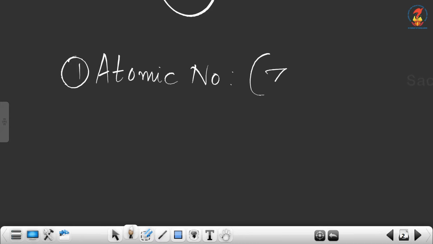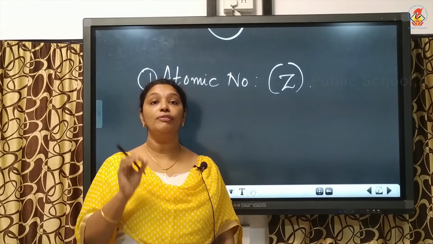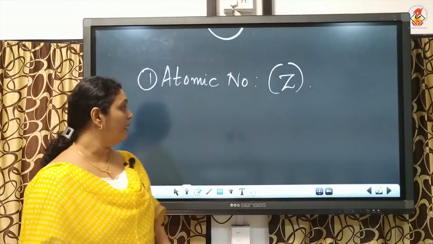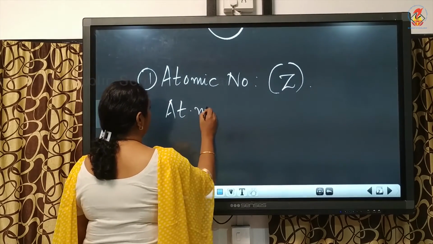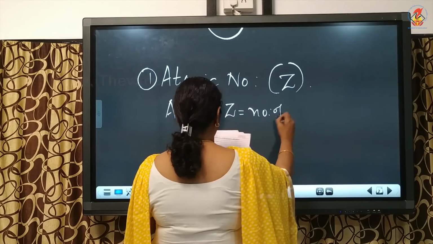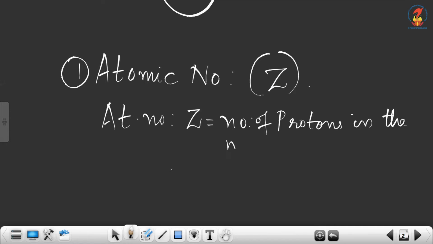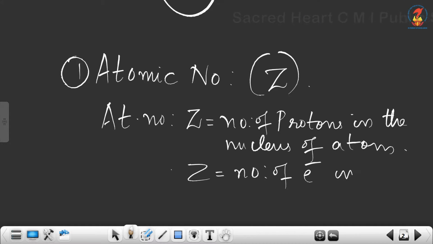Atomic number, denoted by Z. Atomic number means the number of protons in an atom, or the number of electrons present in a neutral atom. So you can write atomic number Z is equal to the number of protons in the nucleus of an atom, or it is also equal to the number of electrons in a neutral atom. So, this is atomic number.